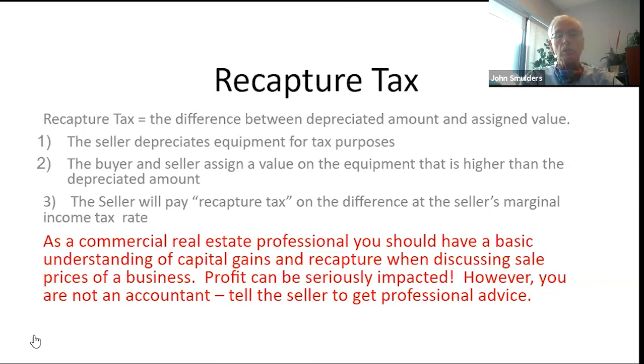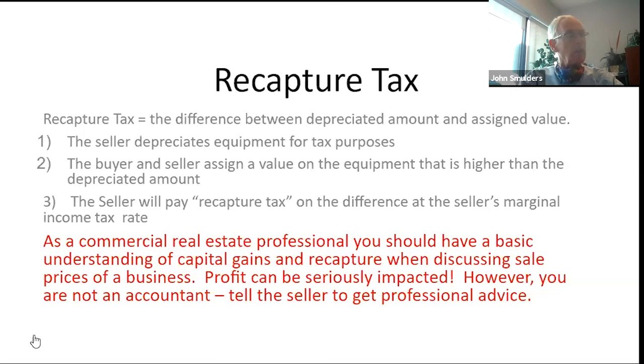As a commercial real estate professional, you should have a basic understanding of, this should have HST in here as well, of HST, capital gains, and recapture taxes when discussing sale prices of a business, and certainly recapture taxes when you're looking at the ownership for a buyer. But profit can be seriously impacted on the side of the seller with these things. You are not an accountant. Tell the seller to get professional advice. But you need to know about HST, recapture tax, and capital gains just as a rough outline so that you come across as being a professional.